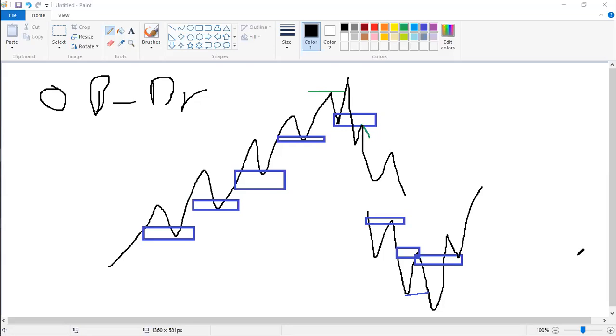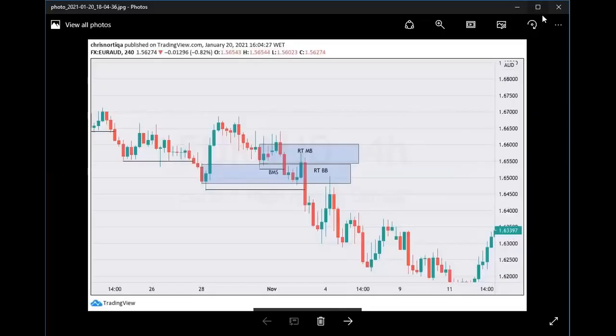Okay, all right. So let me show you some examples here. One of the students sent me some charts and they were really, really good. I think about 90% of them were correct. Okay, now here we go.